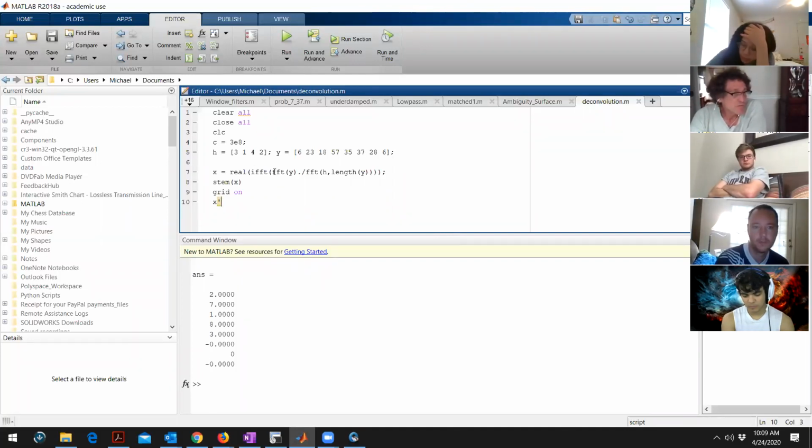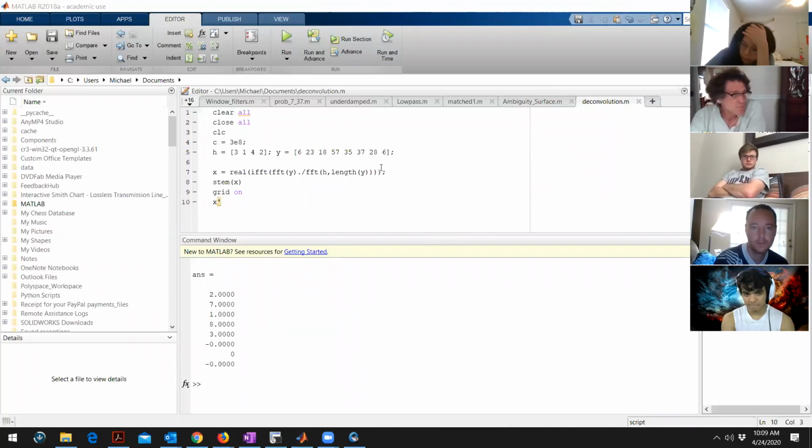I take the FFT of Y divided by the FFT of H, adjusted to be the length of Y. Do y'all see this? It's the FFT of H comma length Y. And then I have to get it back to the time domain, so I take the inverse FFT of that division, and I'm taking just the real part.